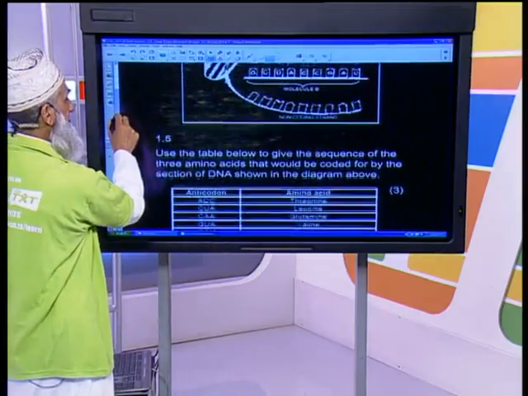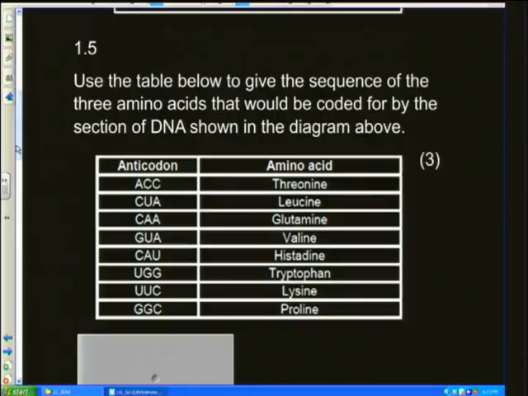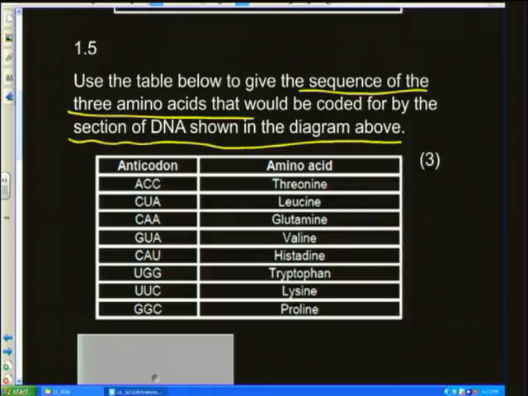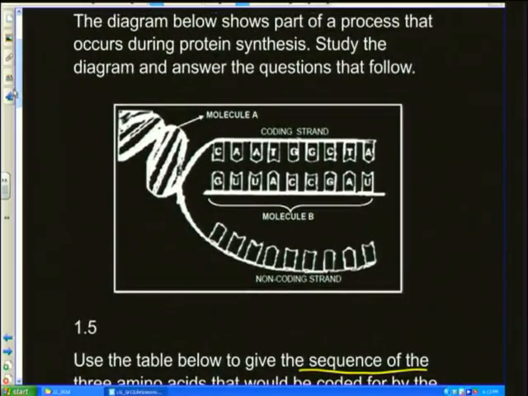We're still with the same question. Use the table. This is a question that gives lots of you problems of protein synthesis. Use the table below to give the sequence of the 3 amino acids that would be coded for by the section of DNA shown in the diagram above. Now we need to go back to the diagram. So if this is the DNA, this is the messenger RNA. So the original code came from the DNA. It formed a messenger RNA.